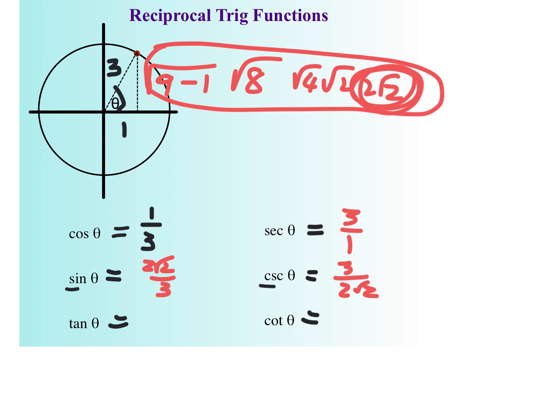And tangent, TOA, opposite over adjacent. That's the opposite. That's the adjacent. So 2 root 2 over 1. And this is 1 over 2 root 2. See, these are really not that hard, as long as you know which one's which.